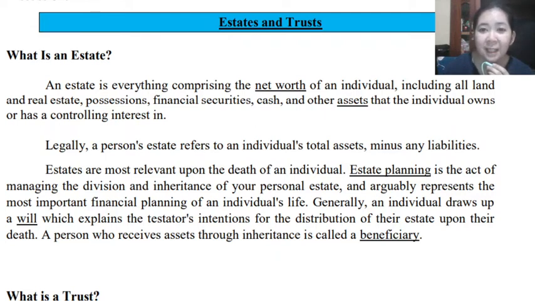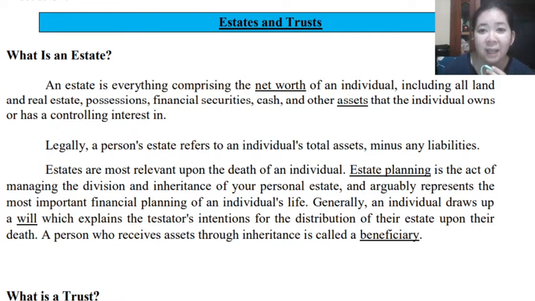Estates are very important, especially upon the death of an individual. That's why we have what we call estate planning. When we say estate planning, this is the act of managing the division and the inheritance of the person's personal estate, and arguably represents the most important financial planning of an individual's life, because if a person has many possessions or a great net worth, upon his death, the question is who will inherit those possessions. So that's why estate planning is very important.